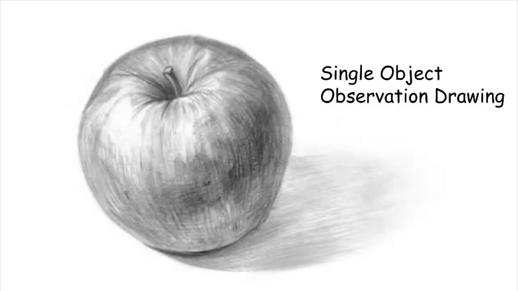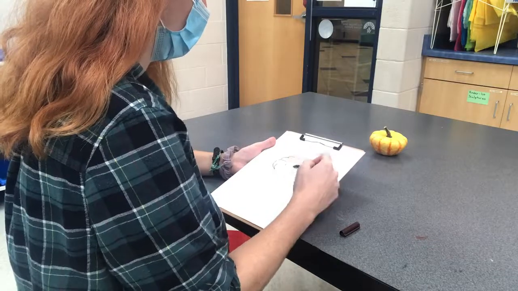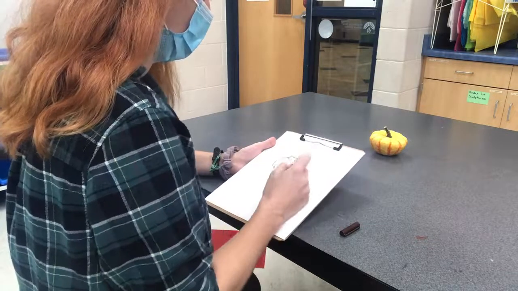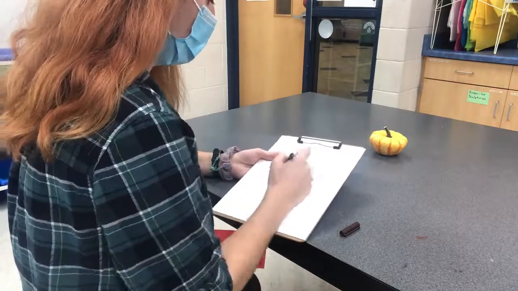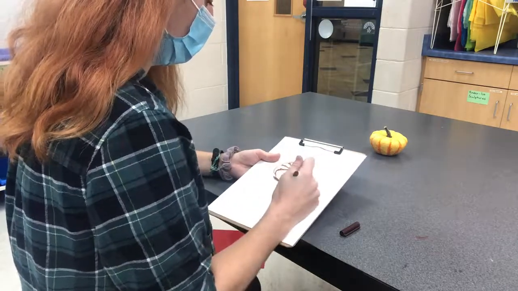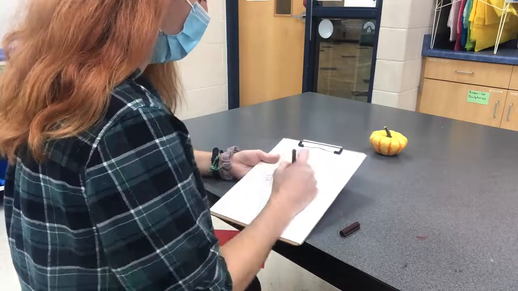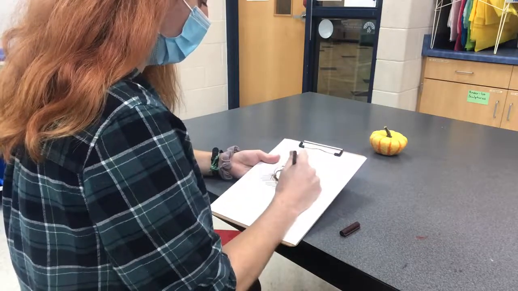Single object observation drawing. For this activity, pick an object and then draw it in your sketchbook or on drawing paper. This takes a lot of practice, so please be patient with yourself and give it your best effort. This skill takes years to master, so don't give up, just keep trying.